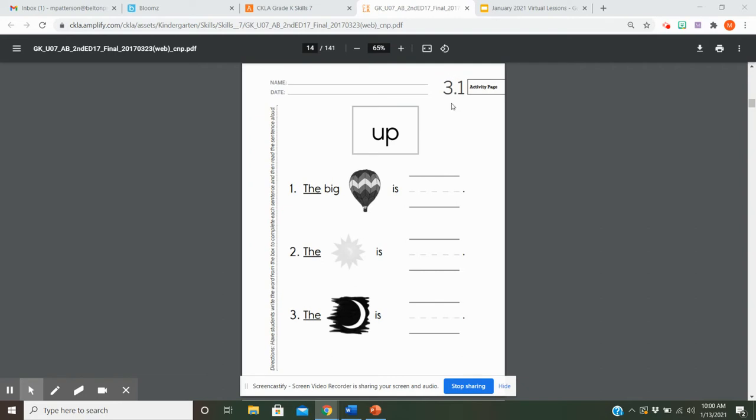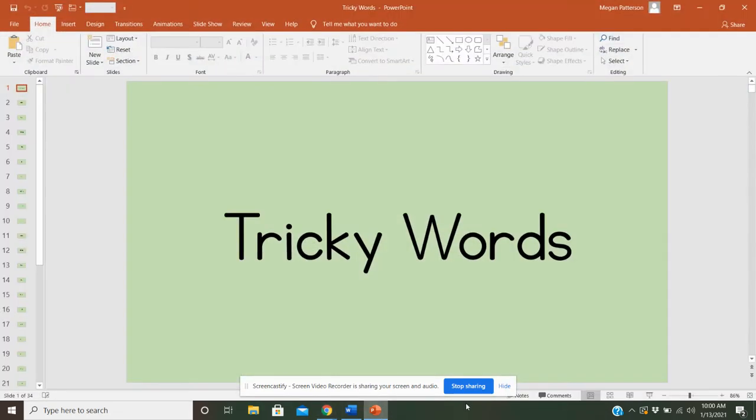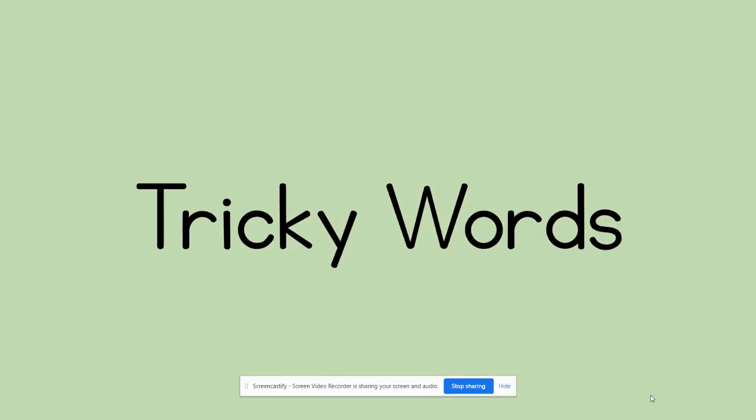We are on skills 3 today. We are on lesson 3. So we're going to start by reviewing our tricky words and looking at a new tricky word we're going to learn today, okay? So follow along with me. I'm going to say the tricky word first, and then you say it after me, okay?